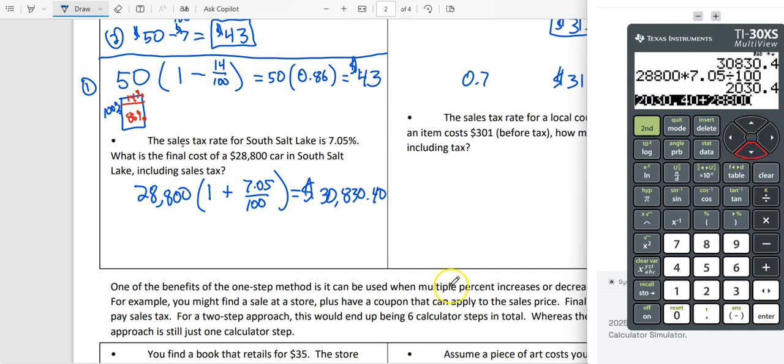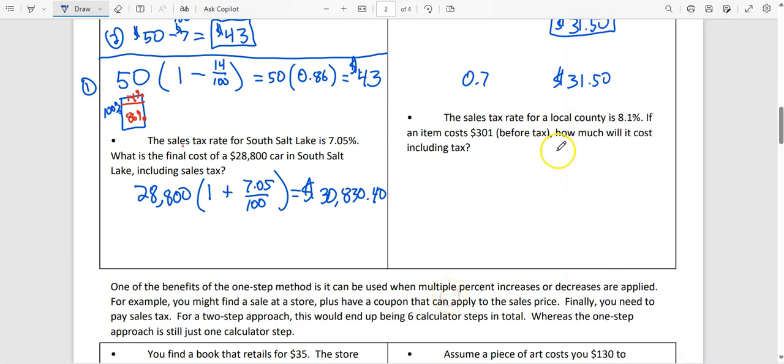All right, so go ahead and pause the video and work your problem out on the right, see what you get. Okay, the final cost is $325.38. All right, excellent.